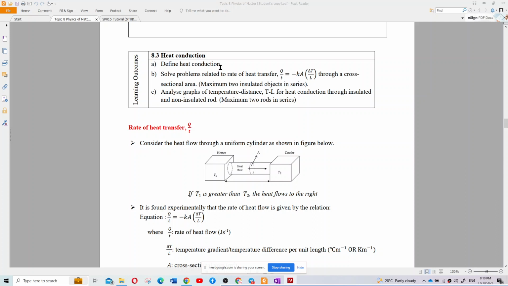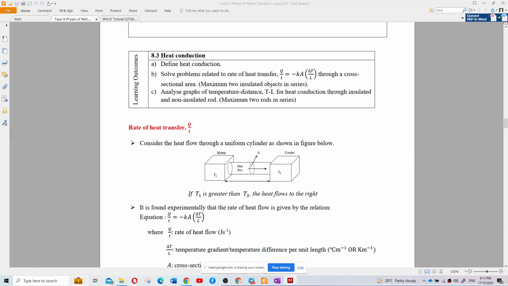Our UPS 3 is chapter 7 and chapter 8. So 8.3 and 8.4 are the final part for this UPS 3. Pay your serious attention. So, 8.3 heat conduction. Let me double check that I'm recording. We're going to learn about heat conduction.